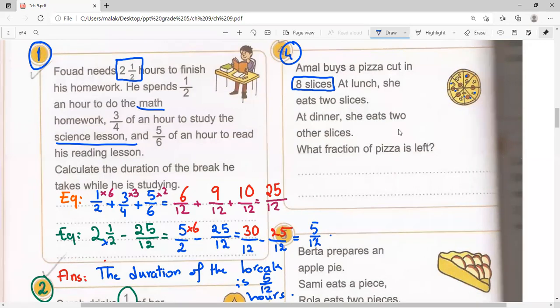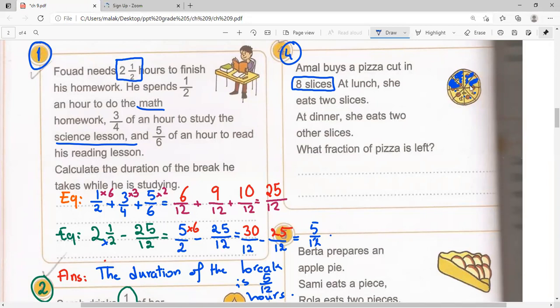Okay, it's drawn here. 1, 2, 3, 4, 5, 6, 7, 8. Eight parts. Now, at lunch, she eats how many pieces, Ali Mohsen? Two. So I will color how many pieces now? Two. One, two. Okay. At dinner also, she eats how many pieces? Two other slices, another two, one, two. What fraction of pizza is left? How many pieces are left? But we have to write it as a fraction.